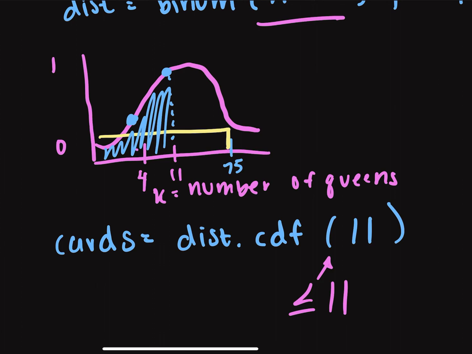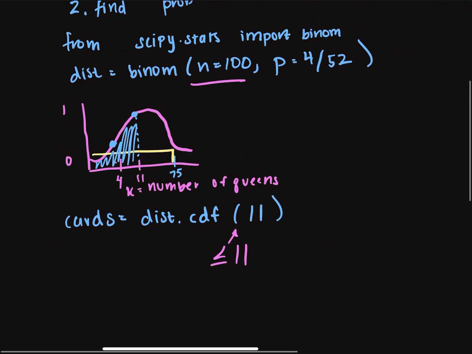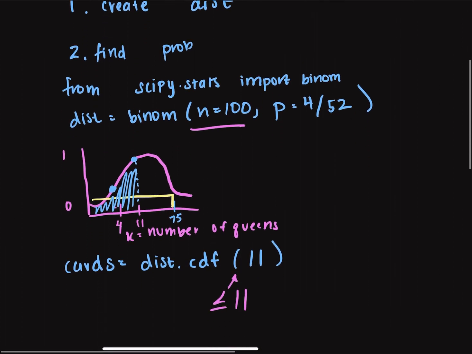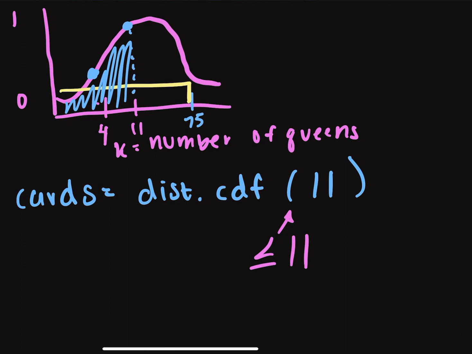There's a similar question to this one where they want you to find the probability of getting something greater than a certain number of cards. For that, you would just do 1 minus this value, because this gives you less than or equal to 11. Since our probabilities always add up to 1, to get greater than, all we have to do is 1 minus.